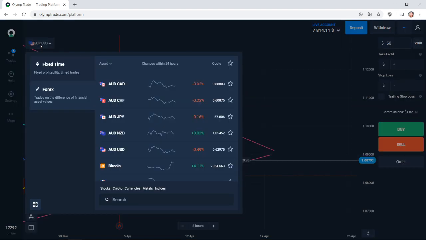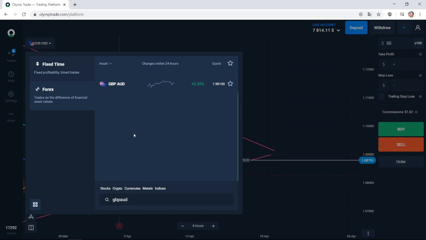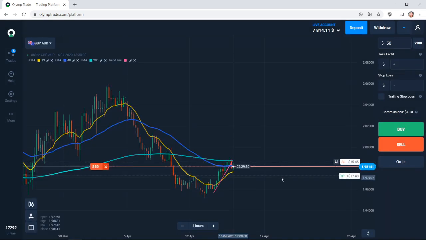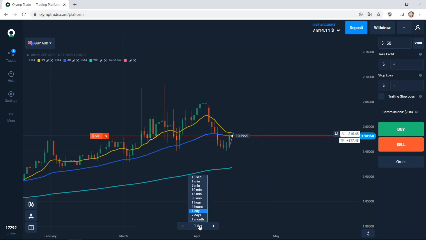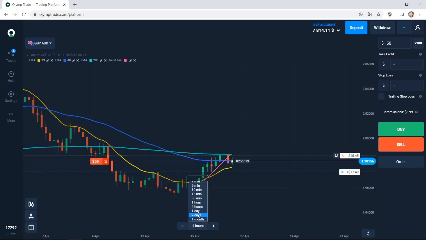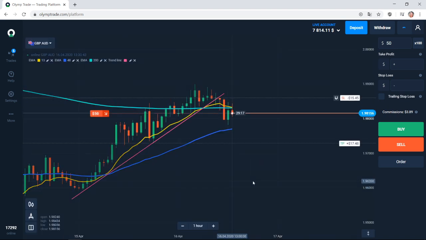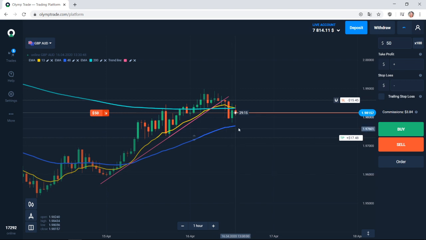Let me go back to GBP AUD and show you. I was looking at the 1 hour time frame. There are different ways that you can set the take profit. So basically, you can set your take profit based on certain levels of support and resistance.